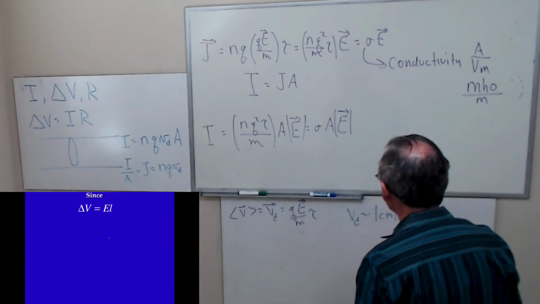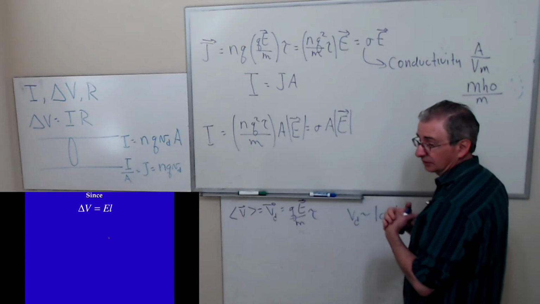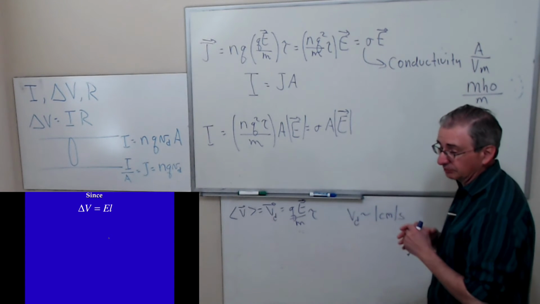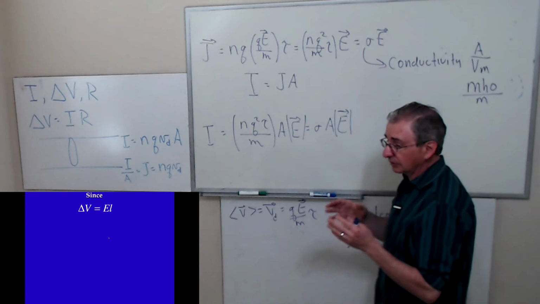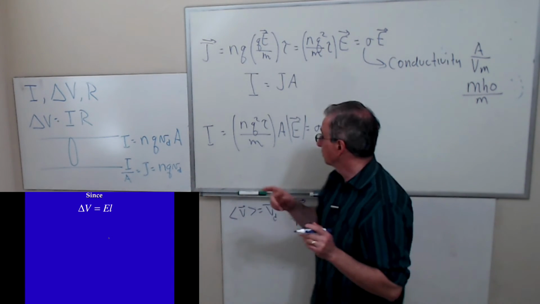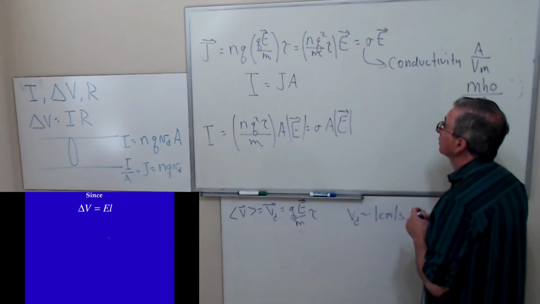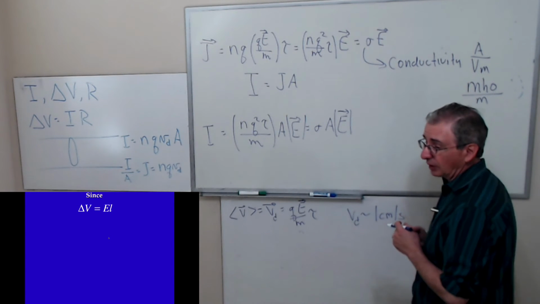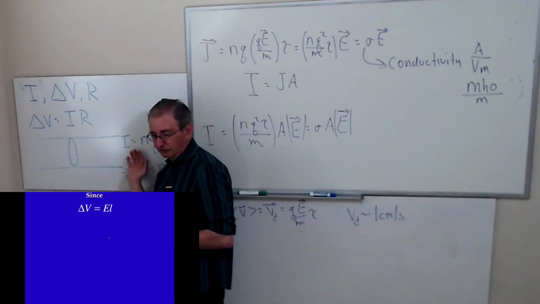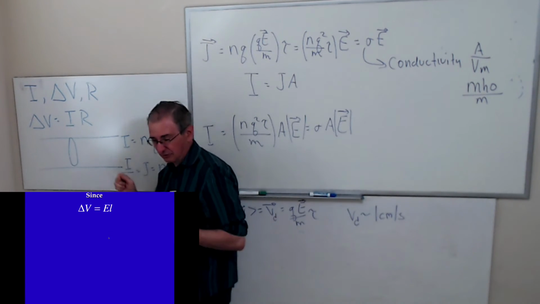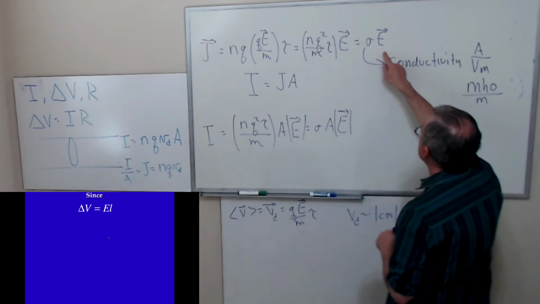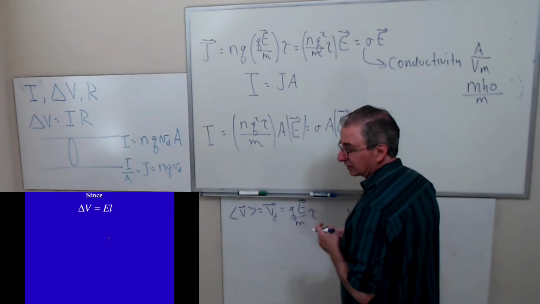Since delta V, the potential drop, and I'm looking at magnitudes, okay? I know there's a minus sign missing there, but let's assume the magnitude of delta V is just the electric field times the length of the wire. Maybe I want to write everything in terms of delta V, because usually when you have a wire, you talk about the delta V across the wire with the battery. So I can substitute everywhere delta V over L.